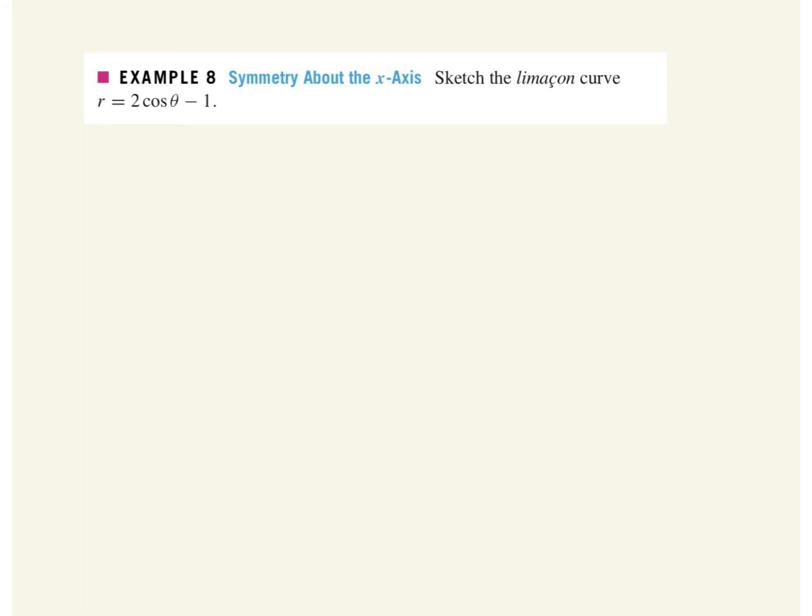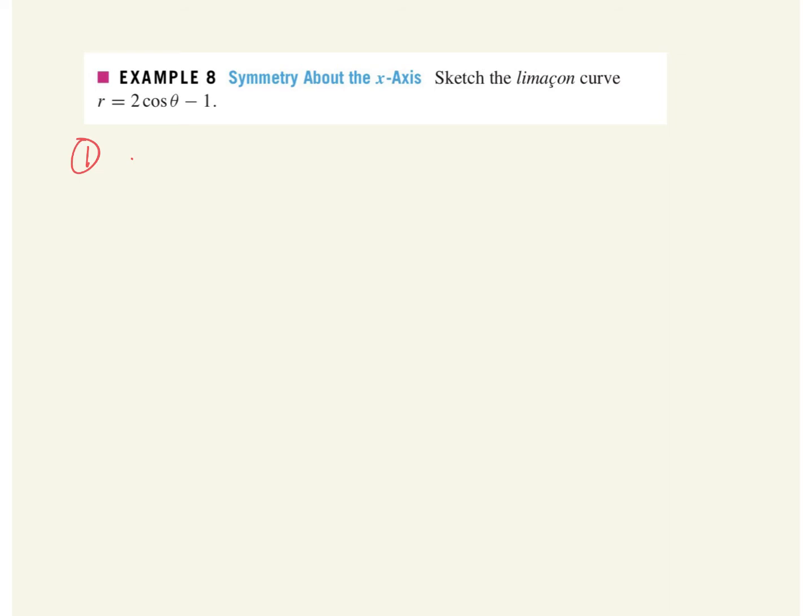R equals 2 cosine theta minus 1. Right? So I can recall, obviously, that cosine theta is periodic. So I can just plot from negative pi to pi as one kind of domain. All right. So I'm going to, step 1, obviously figure out what my points are. Right? Come up with my table of values.